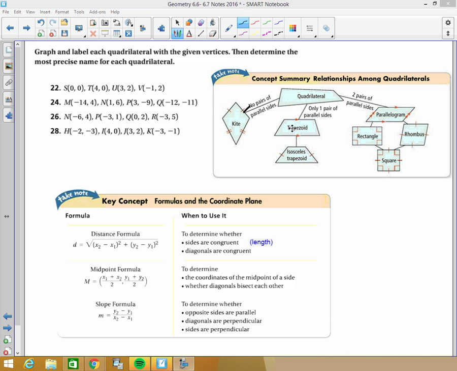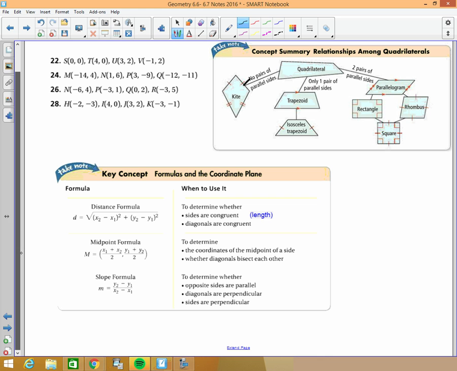Now we're going to do trapezoids, isosceles trapezoids, and kites. We're going to add all of them together for the 6.7, because basically we're going to graph these quadrilaterals, and then we're going to use their properties and these three formulas, distance formula, midpoint formula, and slope formula, to determine what quadrilateral we have. So go ahead and fill in this chart.